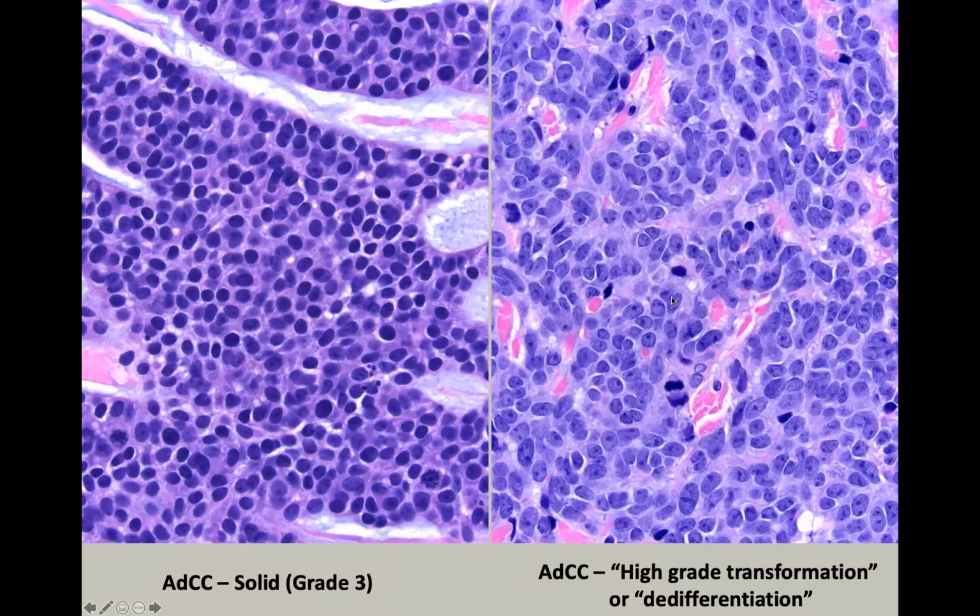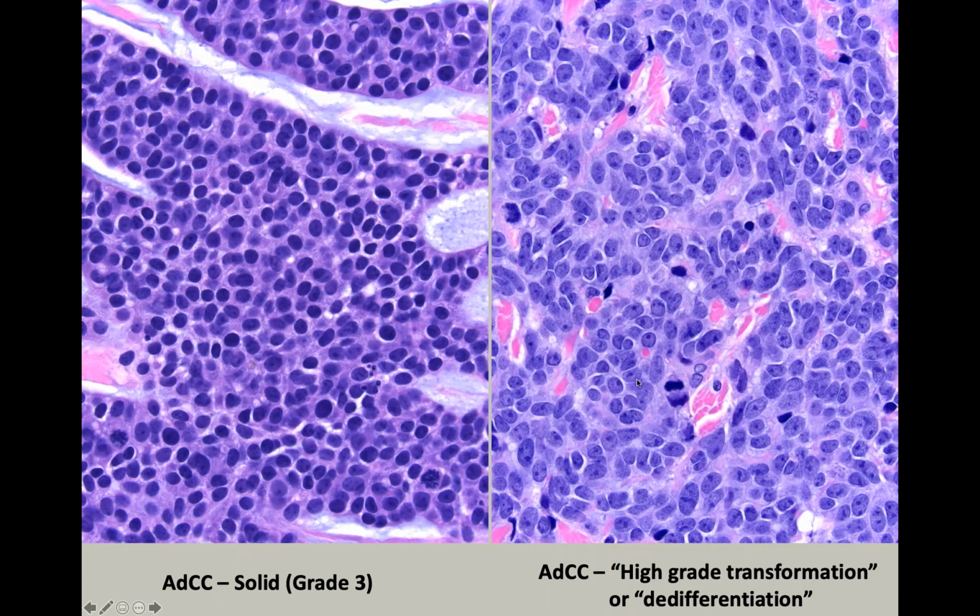However, high-grade transformation, or so-called dedifferentiation of adenoid cystic, is usually still a solid architecture. However, the cytologic features are much worse. Prominent nucleoli, more coarse and open chromatin, mitoses. So this is high-grade transformation or dedifferentiation of adenoid cystic. This will be even worse than the solid.